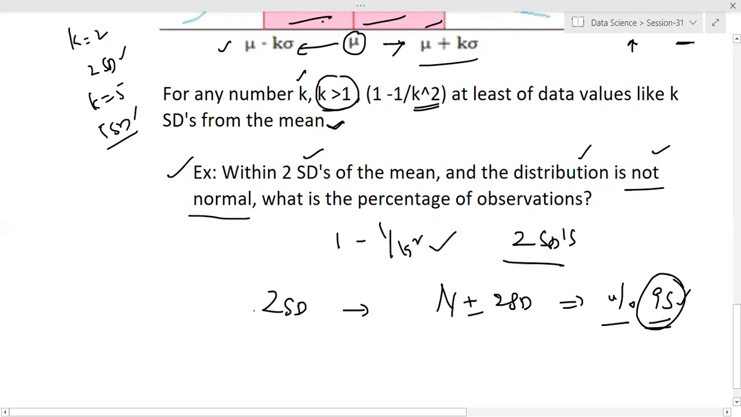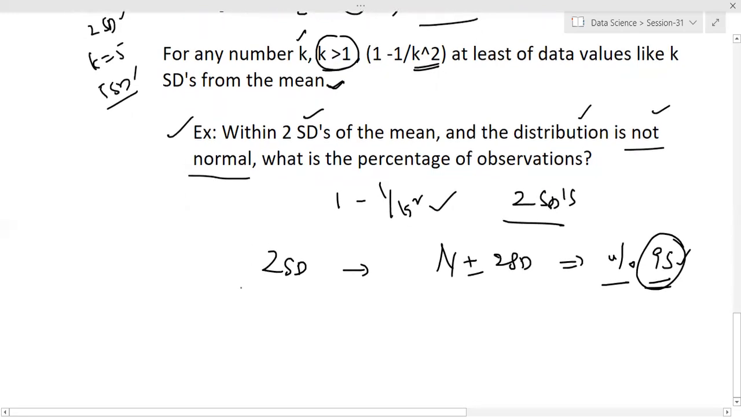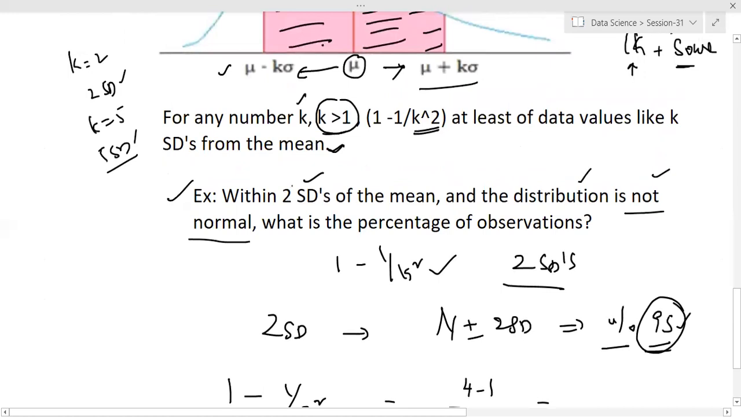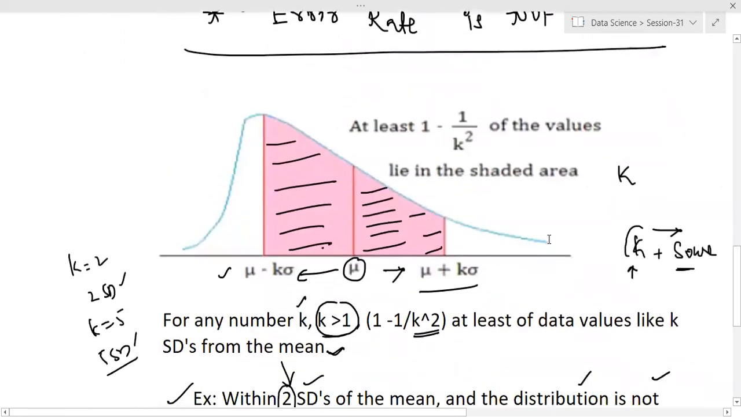Then how can you refer to that, friends? Can I say k is a standard deviation or not? 1 minus 1 by k square, what does it mean here, friends? k is 4? That means k can be said as the standard deviation or the coefficient of standard deviation. That k is nothing but the reference of the standard deviation, whether it is one standard deviation or two standard deviations exactly. Correct.